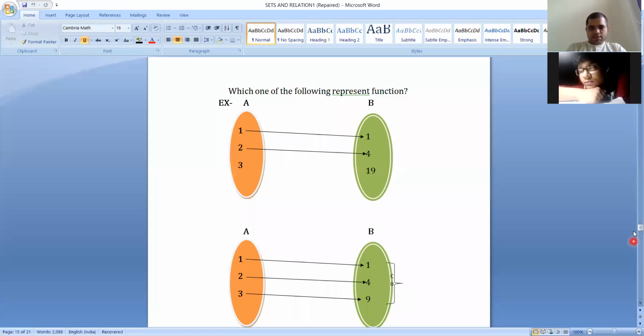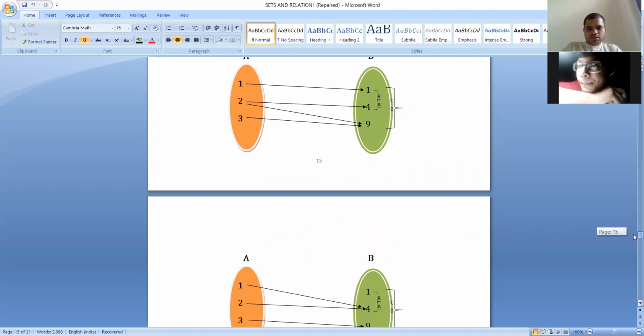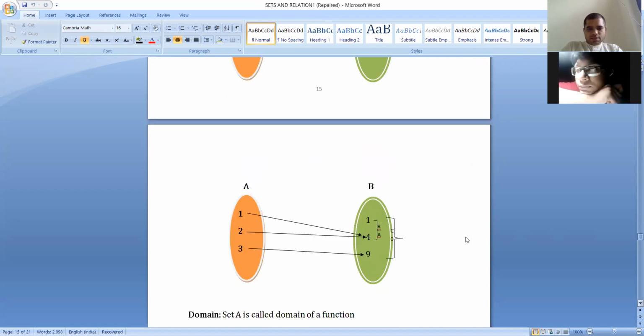And after that, this one. Is it a function? No. Why is it not a function? Because 2 has 2 elements. Every element should have one image. One image, one image, one image. Two has two. Is this a function? Yes, it is a function because every element in the domain has one image.